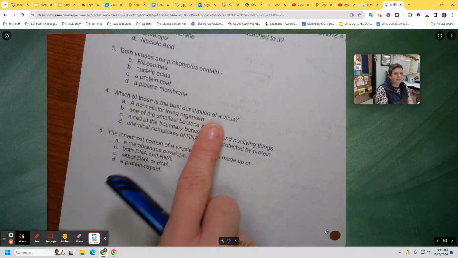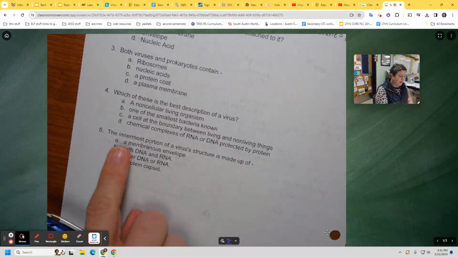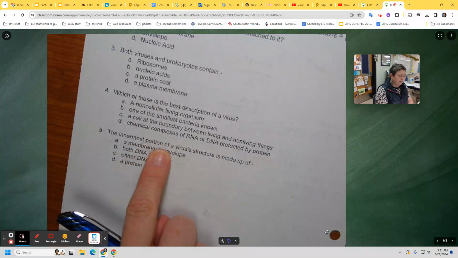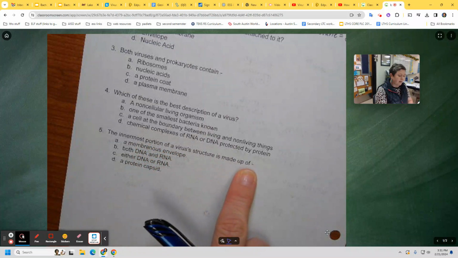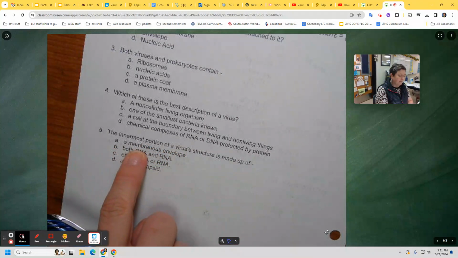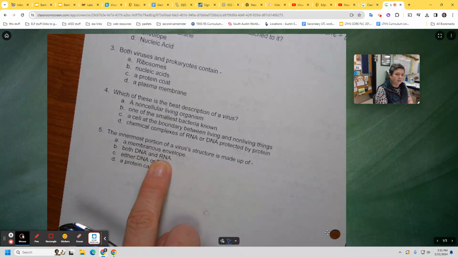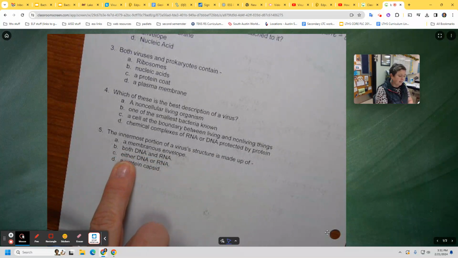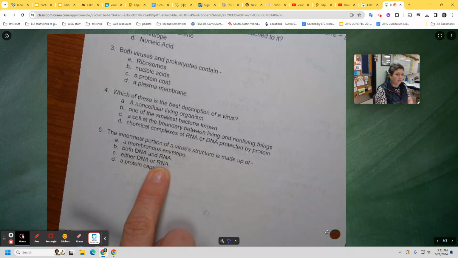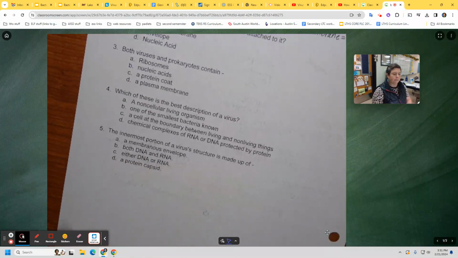It's asking for the best description of a virus. The innermost portion of a virus's structure is made up of A, a membranous envelope, B, both DNA and RNA, C, either DNA or RNA, or D, a protein capsid.